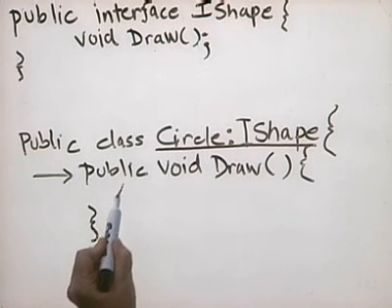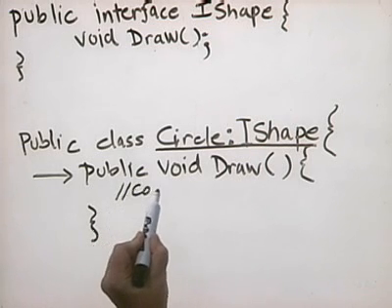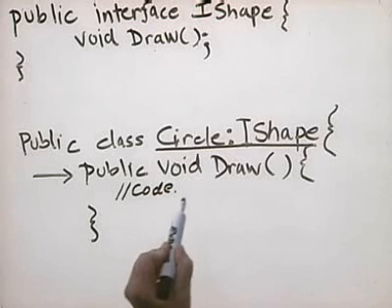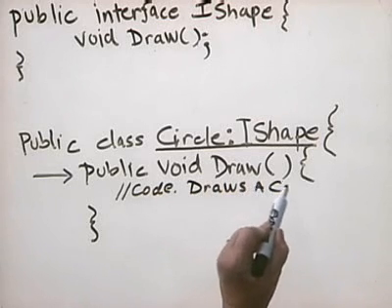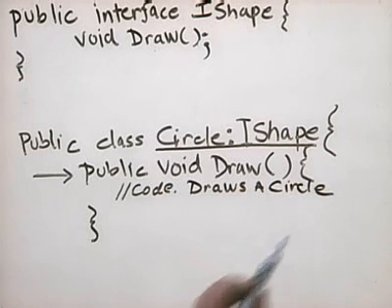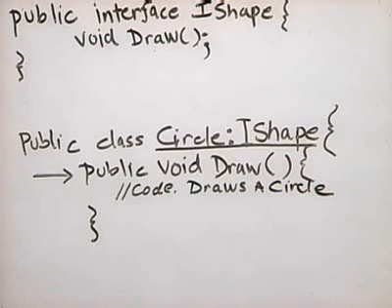Now certainly the code inside here that I would want to write is code that draws a circle. But it's really enough just to put the braces in the method. That's what makes it implemented.